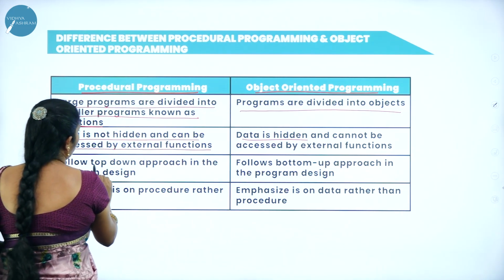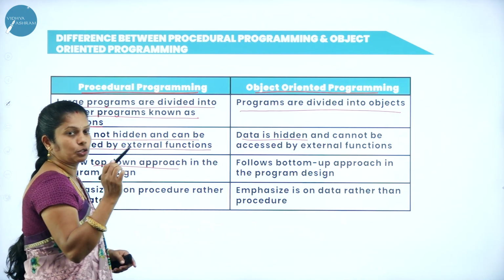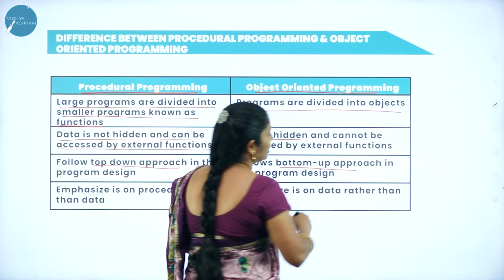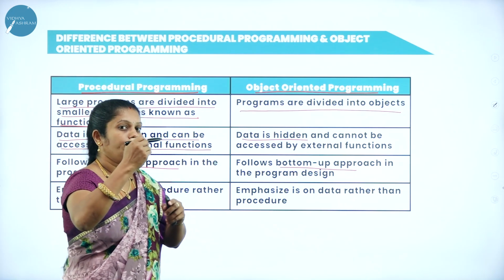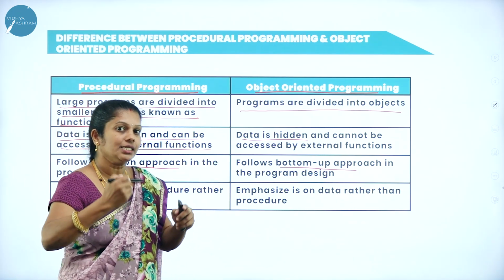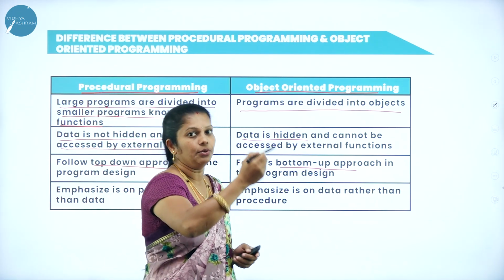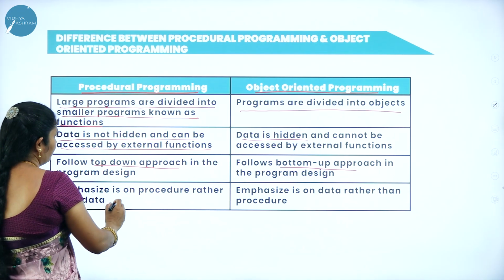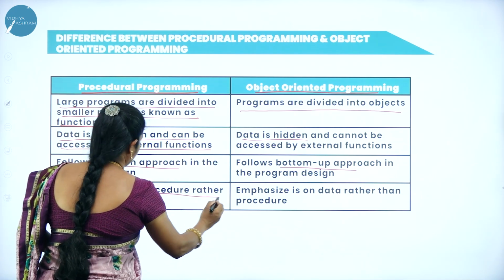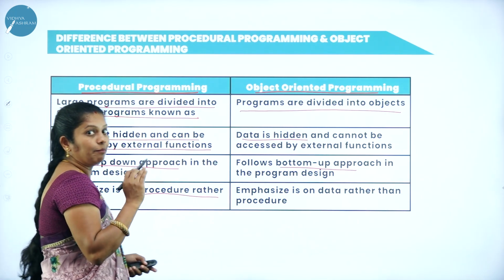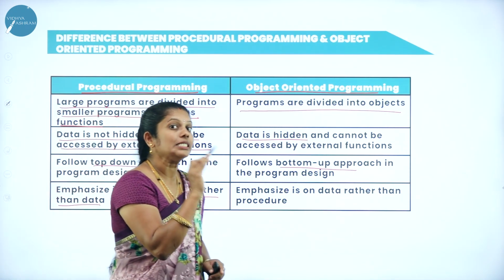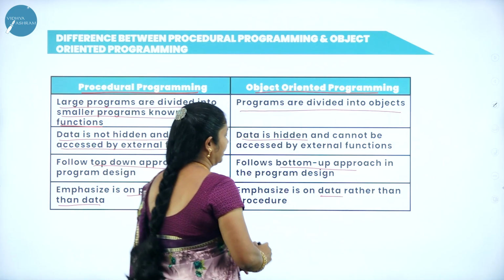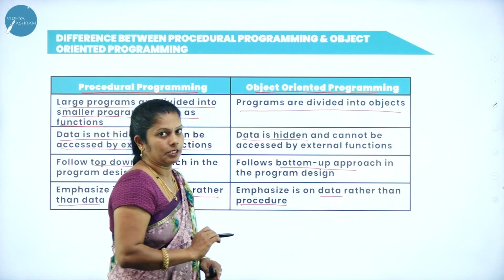Here it follows a top-down approach in procedural-oriented. In object-oriented, it follows a bottom-up approach. After doing the calculation, the results are generated from the subprogram to the main program. In procedural, it emphasizes the procedure rather than data, mainly concentrating on procedure. Whereas here, it mainly concentrates on data rather than procedure.